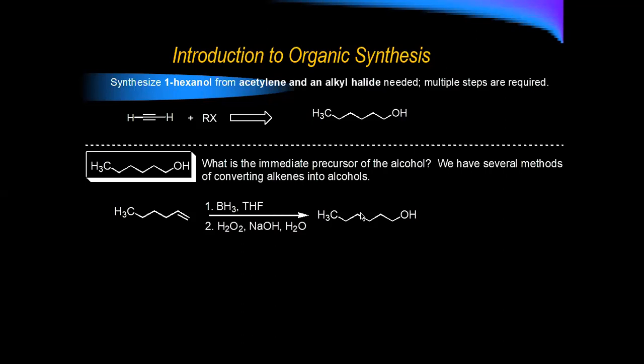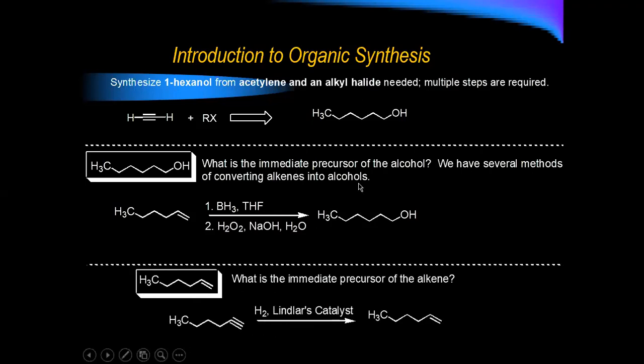So the precursor to the alcohol is the alkene. And then we can also ask the question, where does the alkene come from? Right? We got ways to make alkenes that we haven't talked about, but we also have ways to make alkenes that we have talked about. We could take an alkyne and hydrogenate it down to the alkene, right?